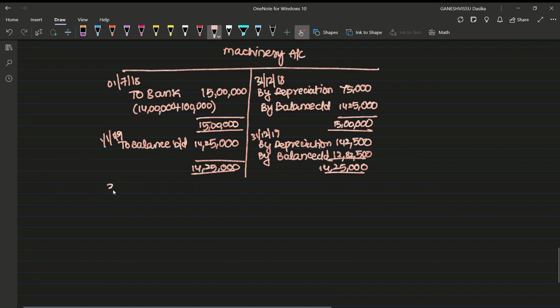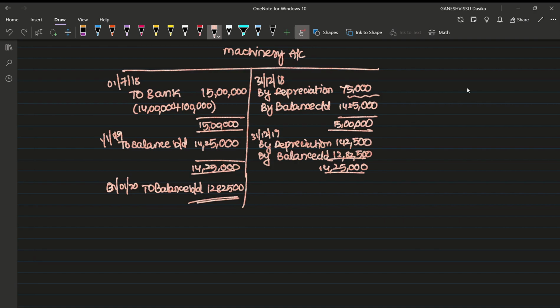So this is 1st January 2020. We need to write to balance brought down, which is 12,82,500. So this is how you need to write the machinery account. And of course the entry of depreciation will be the same. In the depreciation account we need to debit this same value of 75,000 and that is to be transferred to profit and loss account, by profit and loss account on the credit side of the depreciation account. The same entry will be made for 1,42,500. I think you have understood the written down value method, which is the WDV method or diminishing balance method or reducing balance method.